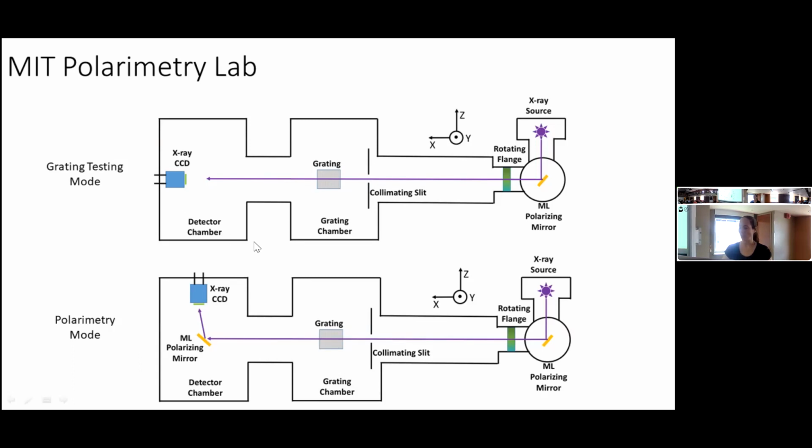Then we have the grating sitting in the grating chamber after a collimating slit, and the X-ray detector sitting in the detector chamber. This other configuration is what we call polarimetry mode. This is where we're trying to reproduce this polarimeter concept that we have. You do the same thing with the source, sending down a polarized beam, but instead of putting your CCD here, you put another polarizing mirror bouncing to your CCD vertical. Depending on how you rotate this flange, as you rotate the two mirrors against each other, you see the signal going up and down, and you prove your concept that you're able to measure that polarization.